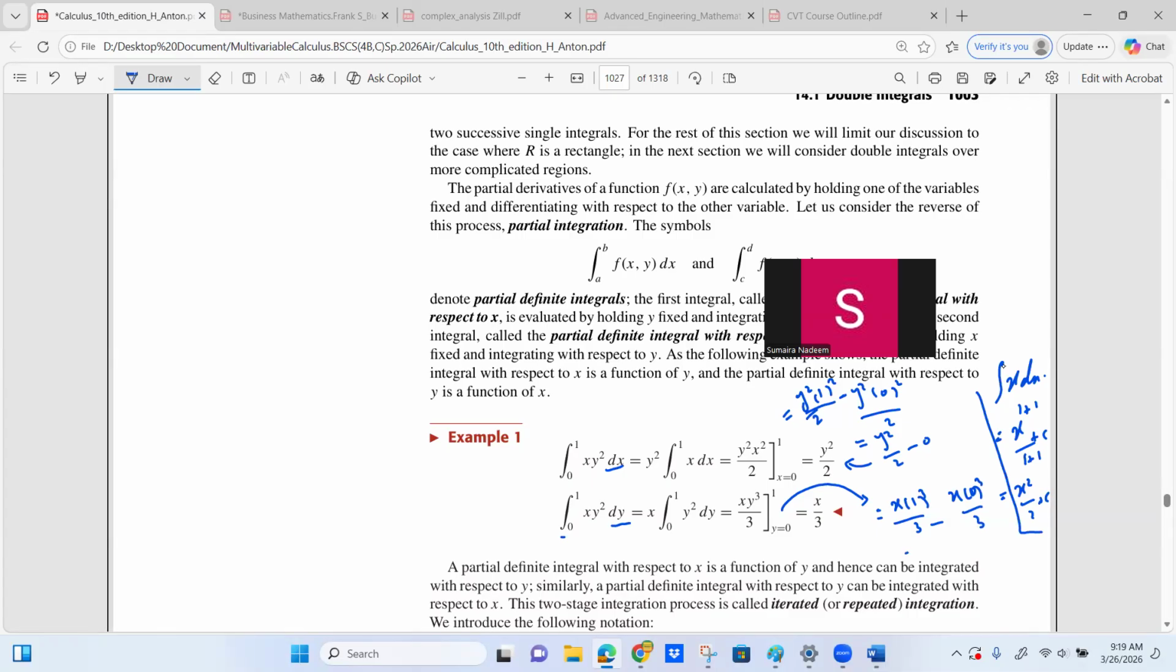So its result is x into 1 cube, which is only one value, so x over 3 minus 0. Its result is x over 3. That is related to this. Now this is the integration of the different variables.